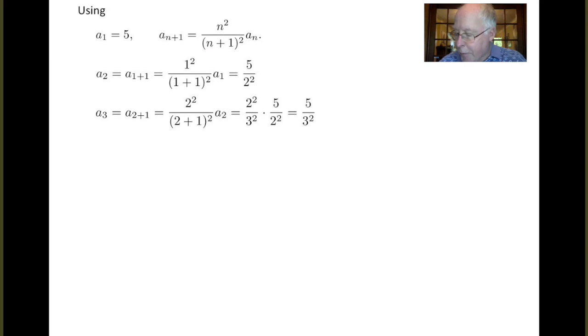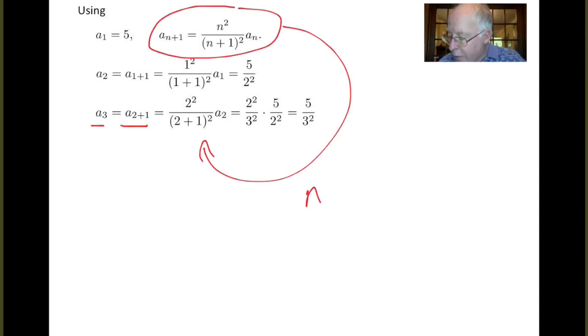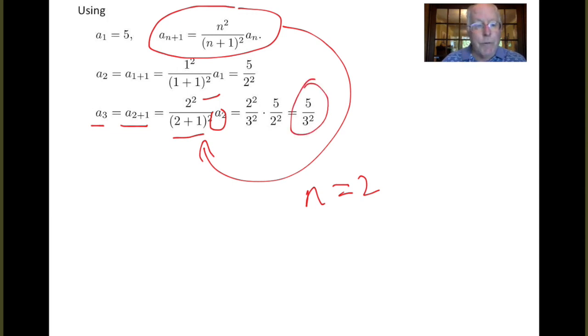To get a sub 3, similar thing: a sub 3 means a sub 2 plus 1. So that's this recursion now, but with n equal to 2. And so if I put n equals 2 in the recursion formula over here on the right, I get 2 squared in the top, 2 plus 1 squared in the bottom, times a sub 2. That gives us 2 squared over 3 squared times a sub 2, which was 5 over 2 squared. And we get 5 over 3 squared for a sub 3.